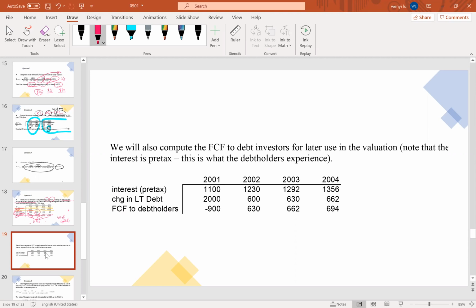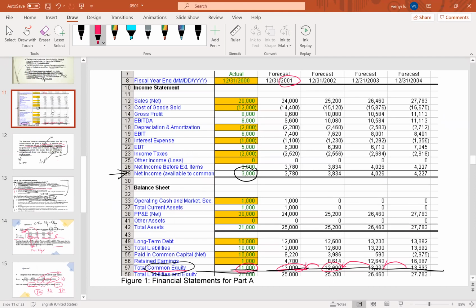It will be the interest paid to the debt holder minus the change in what? Long-term debt. So interest minus the change of the long-term debt will be the free cash flow to the debt holder. So for 2001, you can get our interest before the tax directly from the income statement. Interest is here, it's the $1,000. That's interest expense.